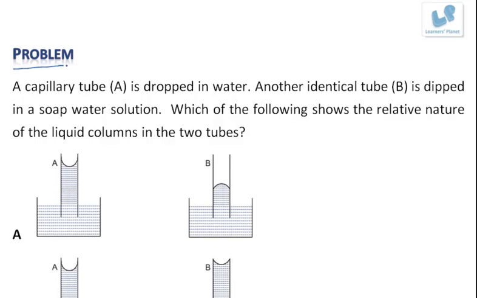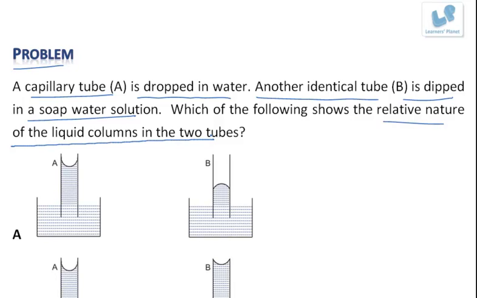Now the next problem: a capillary tube A is dipped in water. Another identical tube B is dipped in the soap water solution. Which of the following shows the relative nature of the liquid columns in the two tubes?